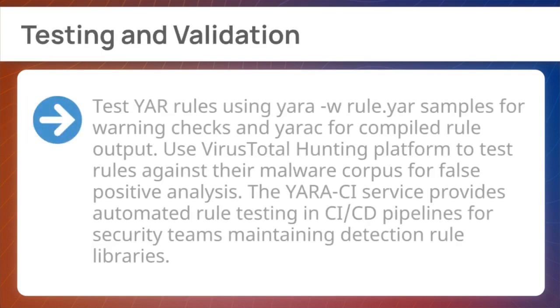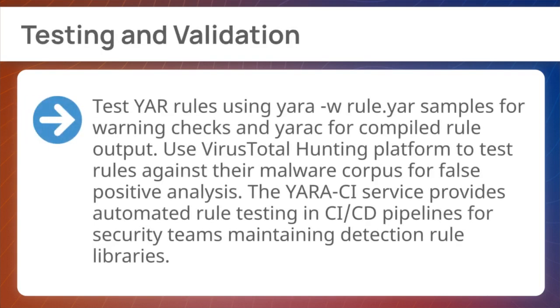Finally, testing and validation. Test YAR rules using yara -w rule.yar samples for warning checks and yarac for compiled rule output. Use VirusTotal hunting platform to test rules against their malware corpus for false positive analysis. The YARA CI service provides automated rule testing in CI/CD pipelines for security teams maintaining detection rule libraries.